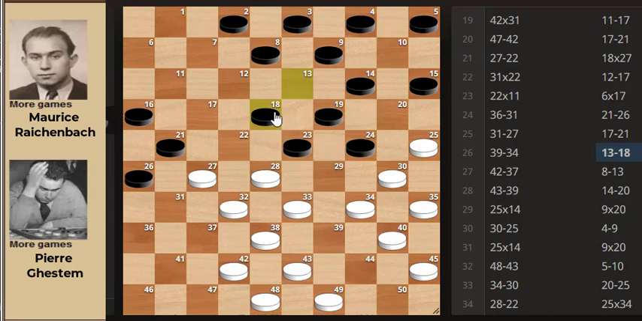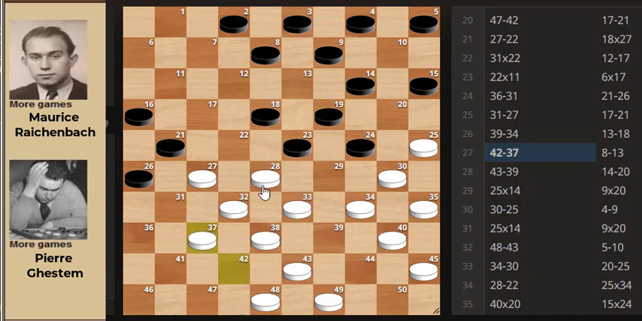Morris played 13, 18. Was answered by playing 42, 37. How was this move calculated by Ghestem? We can use the square diagram to determine this move. When we draw the square, we see that we don't have any piece here. So we can move this piece 42 to 37. So we take this position.